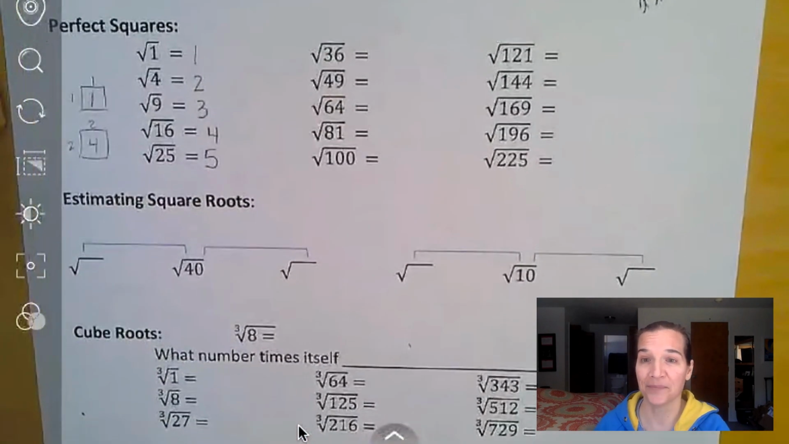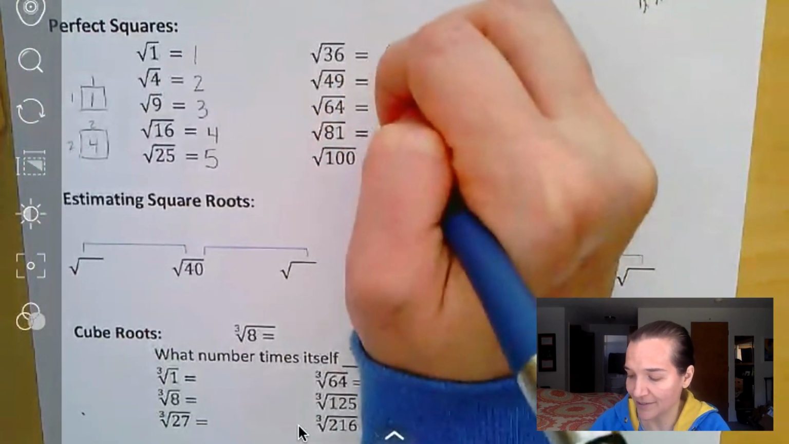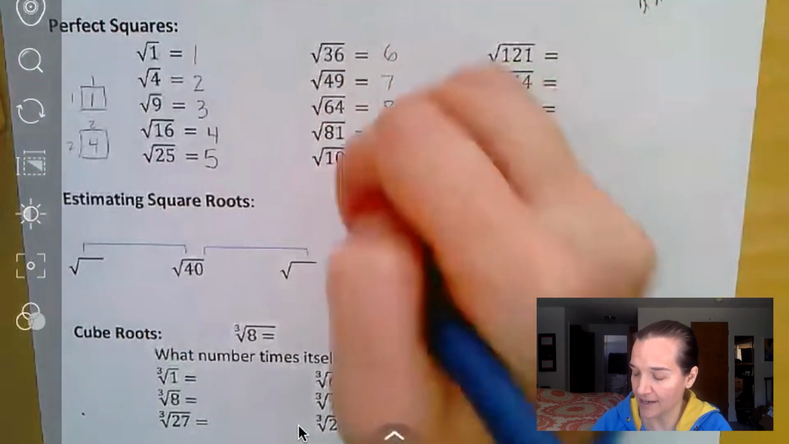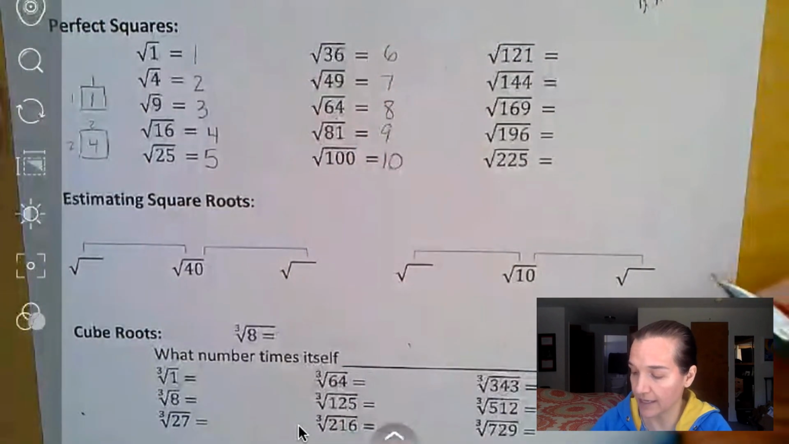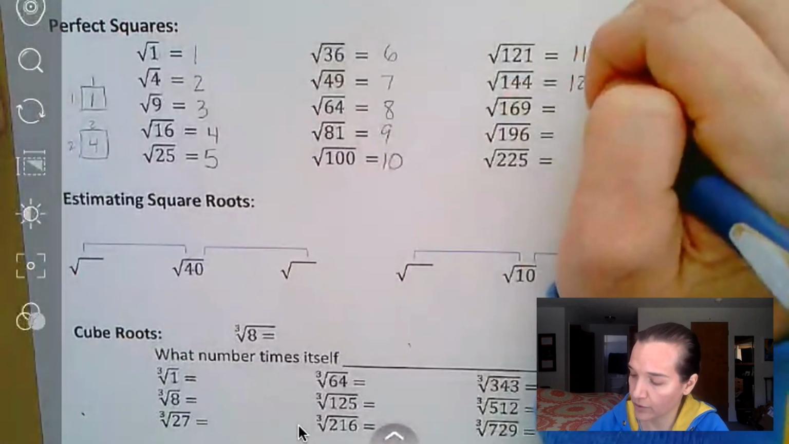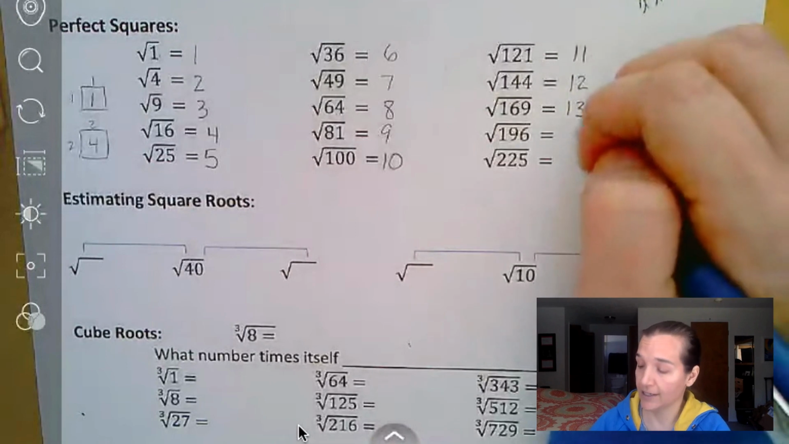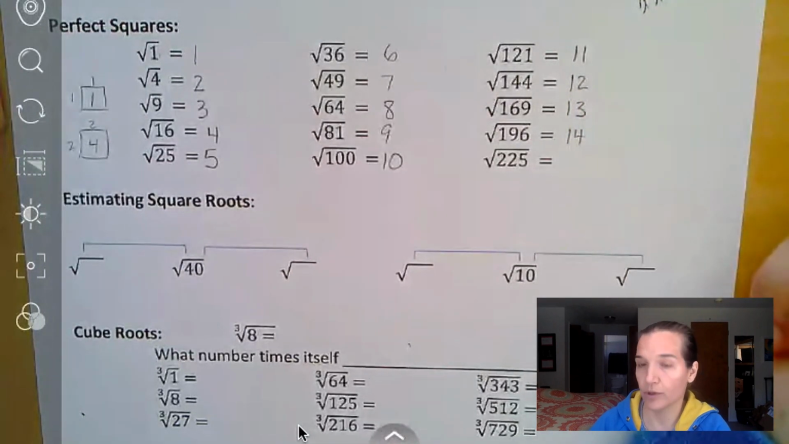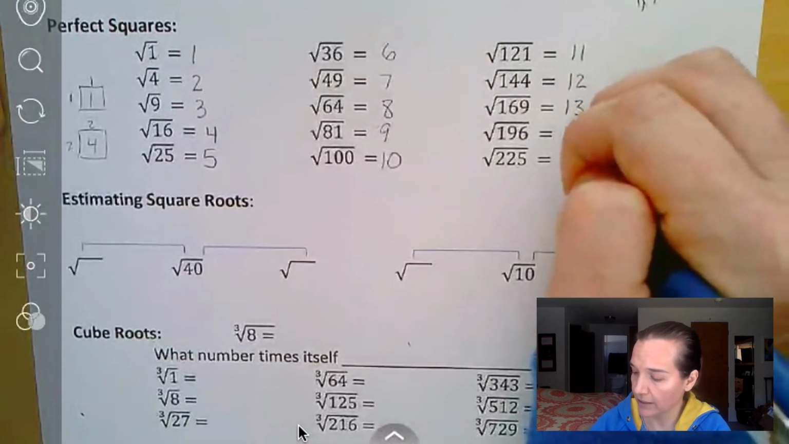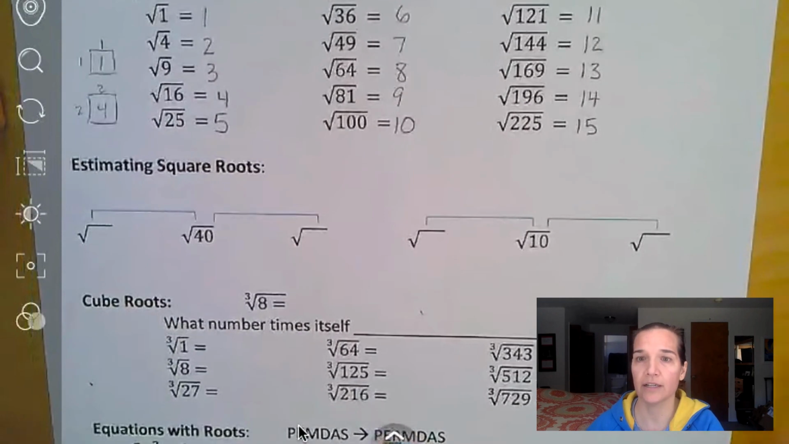They're in order. Square root of 36, 6. Square root of 49 is 7. Square root of 64 is 8. Square root of 81 is 9. Square root of 100 is 10. Square root of 121 is 11. Square root of 144 is 12. Square root of 169 is 13. Square root of 196, 14. And square root of 225, 15. As you work with square roots, these ones kind of just get stuck in your head. You see them all the time. So those are ones you'll usually have memorized as you go through.